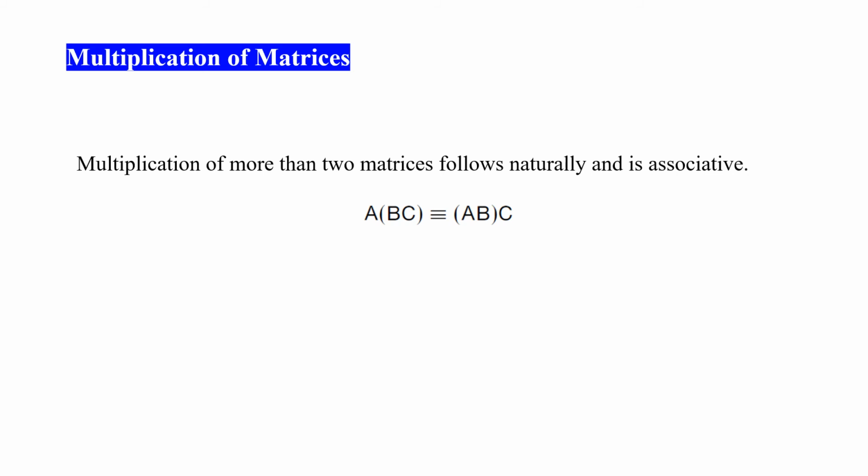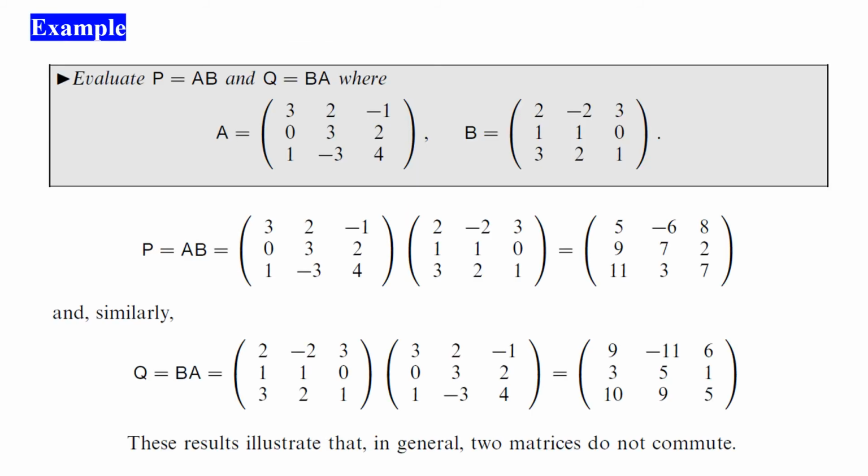Multiplication of more than two matrices follows naturally and is associative. So you can do A times B times C, that is equal to A times B times C. So it's associative. For example, evaluate P, which is equal to matrix A times B, and Q, which is equal to B times A. Do you think these two are equal?